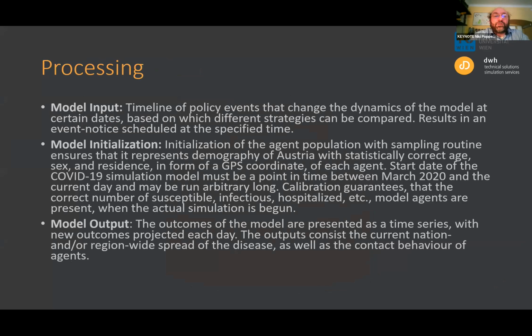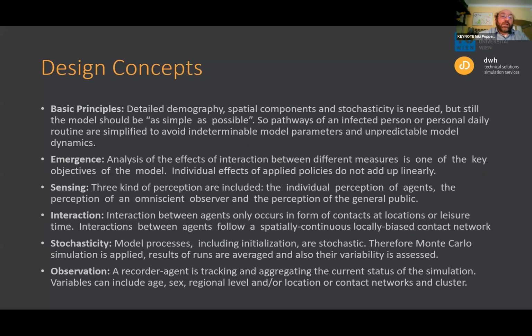So for the model input, the timeline of policy events that changed will be integrated. Then the model initialization I described earlier, with the calibration of the whole system, actually for both waves. So for the first wave in spring and now for the second wave in autumn is done. And the model output will be defined. I will come to it a little bit later on. So the question is, we have a lot of possible outputs based on the 8.9 million individual statistic representatives, and we have to decide what is the output we need.